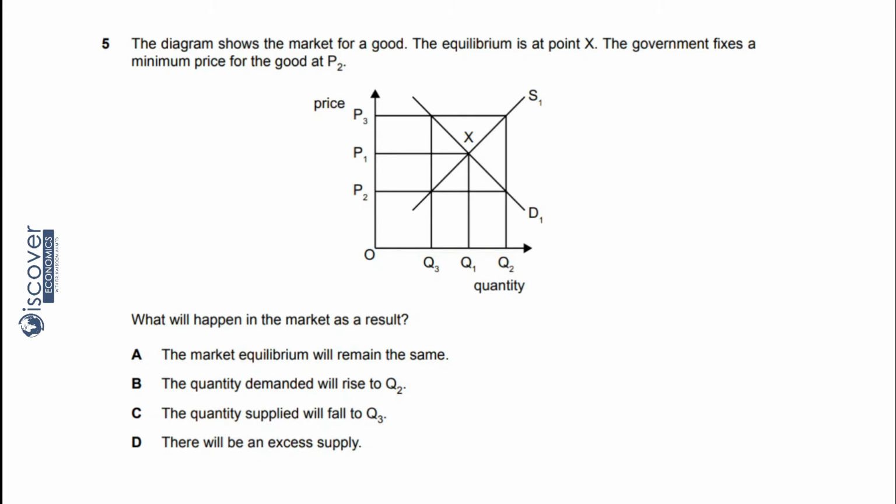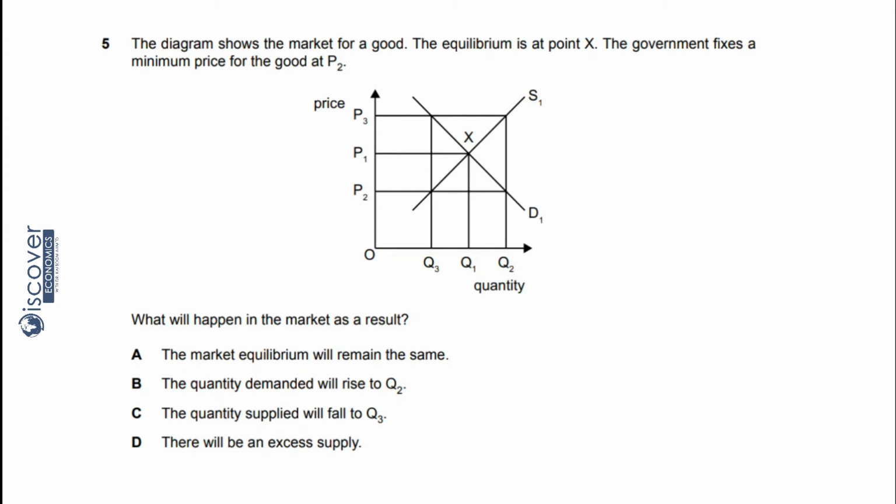Now come to the choices. A, the market equilibrium will remain the same. Fine, market equilibrium will not change. Yes, definitely market equilibrium will not change. Minimum price means that you are below the equilibrium price. Fine, this is quite obvious, this is quite clear. Okay, A could be the answer in the 5th question.